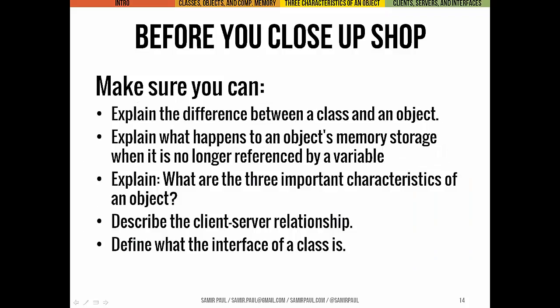Talked about a lot of stuff today. A lot of it was at a sort of conceptual level. We'll dive into some code next time. But if you can explain the difference between a class and an object, if you can tell me at a very high level what happens to an object's memory storage when there's no variable pointing to that object anymore, you can tell me what are the 3 important characteristics of an object that we talked about, and talk about the client-server relationship, what that means in terms of objects calling methods, and finally, what the interface of a class is. If you can talk about those things, then you should be in pretty good shape as far as understanding what's in this lecture.